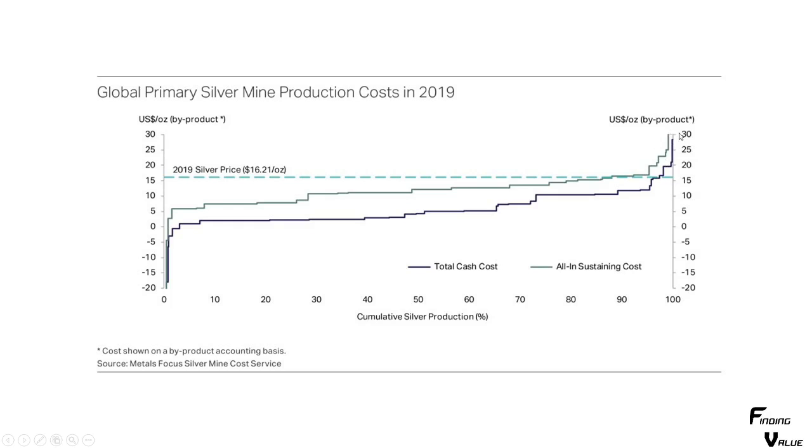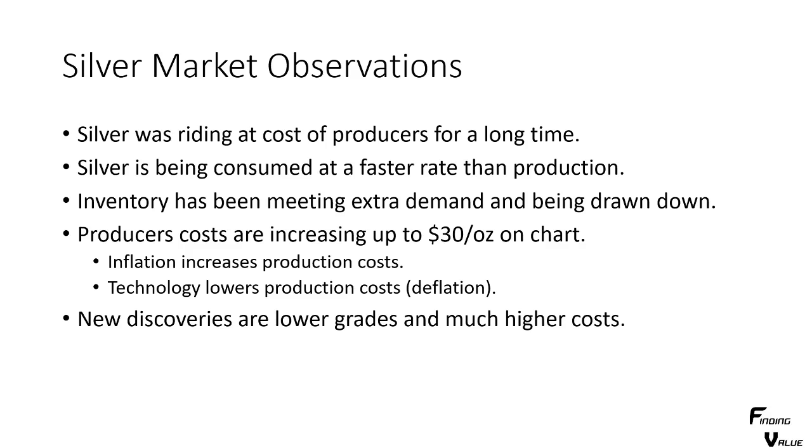This higher cost producer, they bring that supply offline when the price goes below it. They start cutting back, they start trimming costs. They cut back on looking for new discoveries. So this is what you need to look for, because that's going to put a bottom for price. A couple of observations just by looking at these things: silver was riding at the cost of producers for a long time. It was some years riding in the $14, $15, $16, $17, $18 range, which was below the higher cost producers.